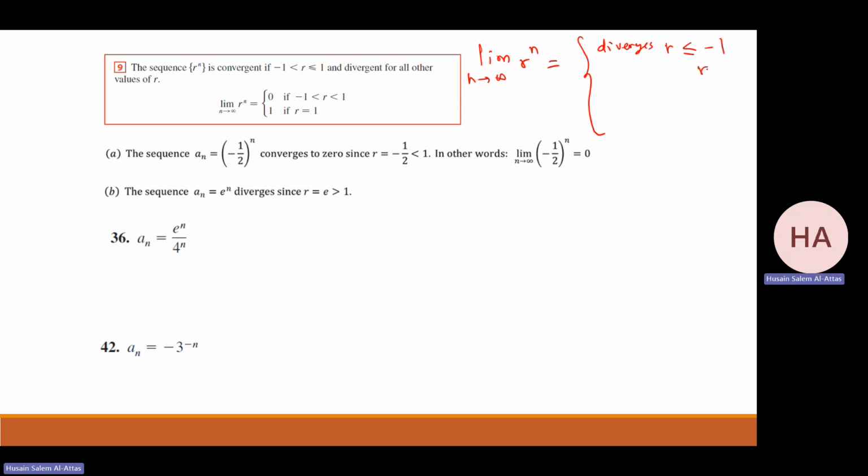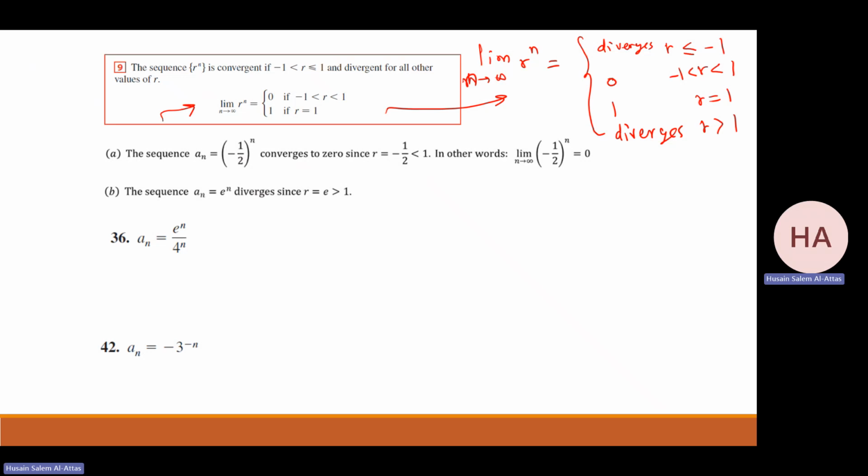If r is between -1 and 1, the limit will be 0. If r equals 1, that will be 1. If r is greater than 1, it diverges. I think this will explain all the cases. He said these are the only convergent cases, but I included the divergent cases also in one place.